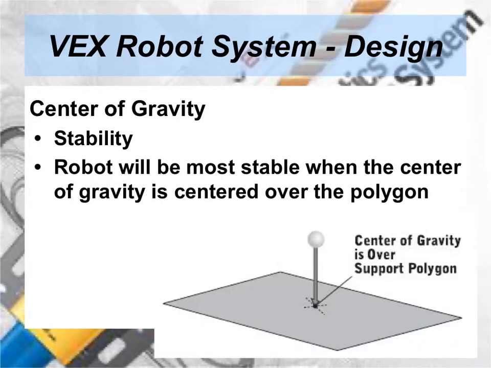So now that we know that the center of gravity is the average position of all the weight on the robot, and the support polygon is formed by where the robot's wheels touch the ground, then the robot will be most stable when the center of gravity is centered over the support polygon. So remember, stability is an important consideration when designing a robot. And because robots don't usually stand still, they move around, it's important to take into consideration stability and the center of gravity of the weight of your robot.